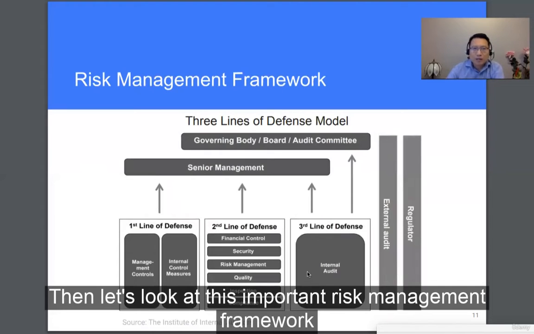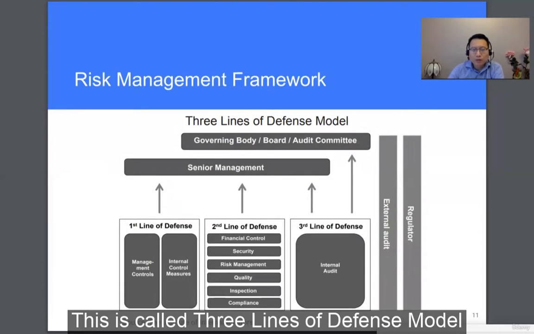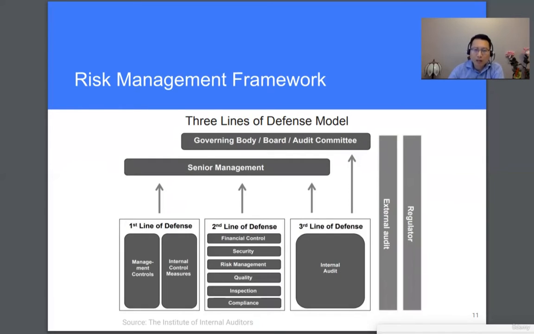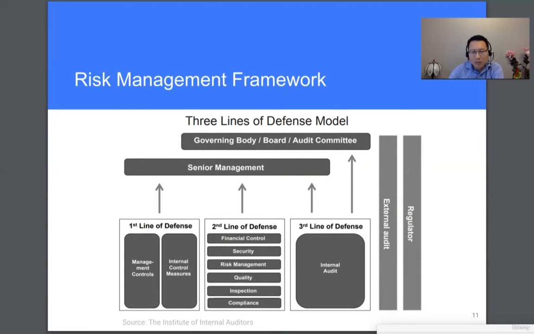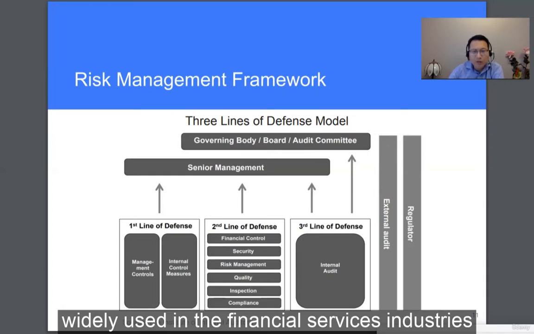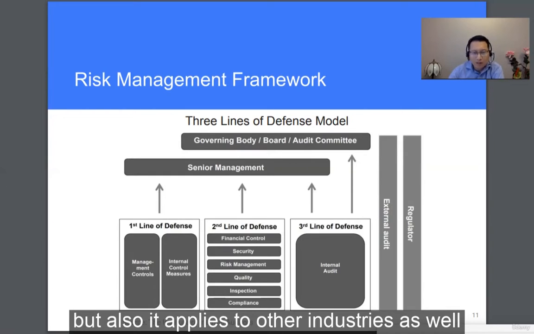Then let's look at this important risk management framework from the Institute of Internal Auditors. This is called the three lines of defense model. It's widely adopted after the 2008 financial crisis, widely used in the financial service industries, but it also applies to other industries as well.